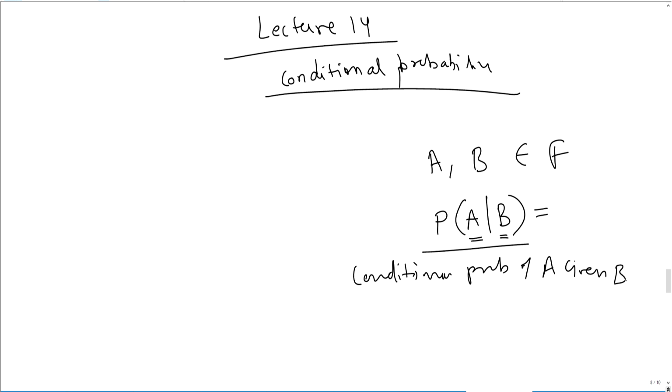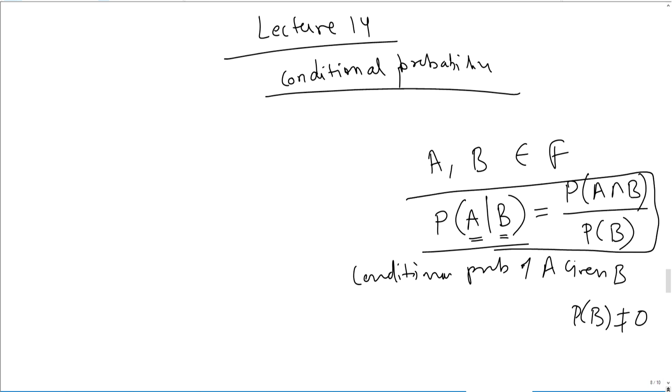And there is a formula for conditional probability. Formula is this: probability of A intersection B divided by probability of B. What is A intersection B? Probability of joint occurrence of these two events A and B, divided by probability of occurrence of event B. There is also a condition that probability of B should not be equal to 0. Otherwise, you won't be able to calculate this conditional probability.